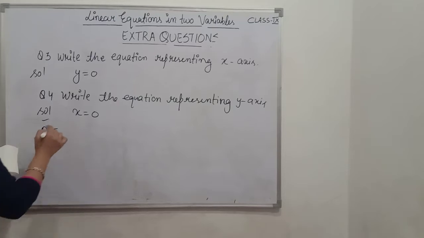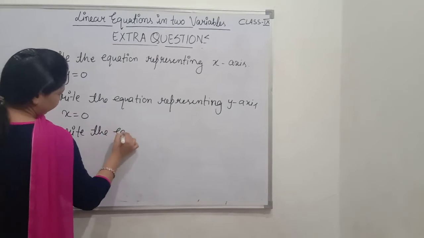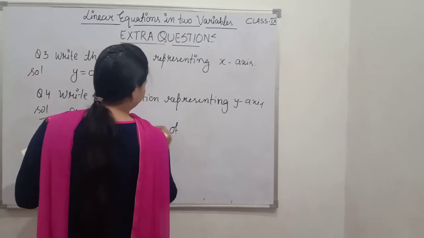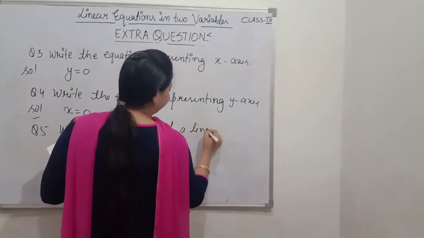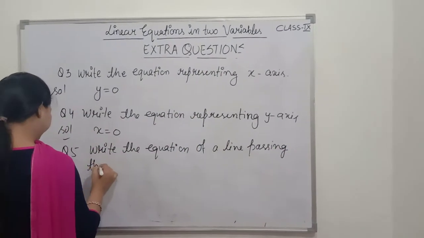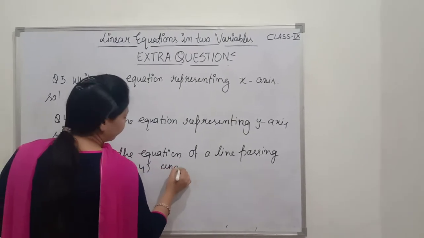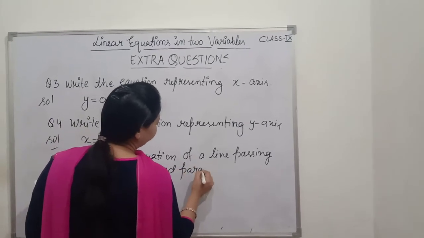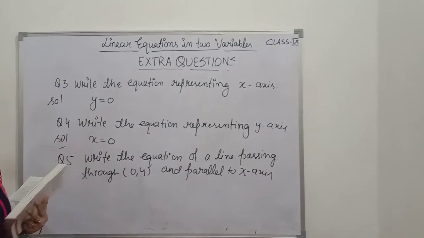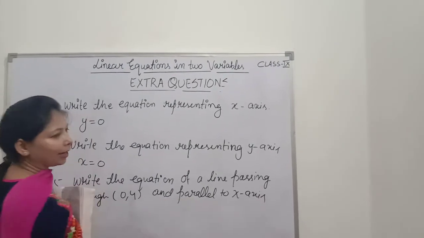Question number 5 is, write the equation of a line passing through (0, 4) and parallel to x-axis. कह रहा है कि आप क्या बताओ, एक ऐसी इक्वेशन बताओ जो कहाँ से पास कर रही हो, (0, 4) से पास कर रही हो and must be parallel to x-axis.